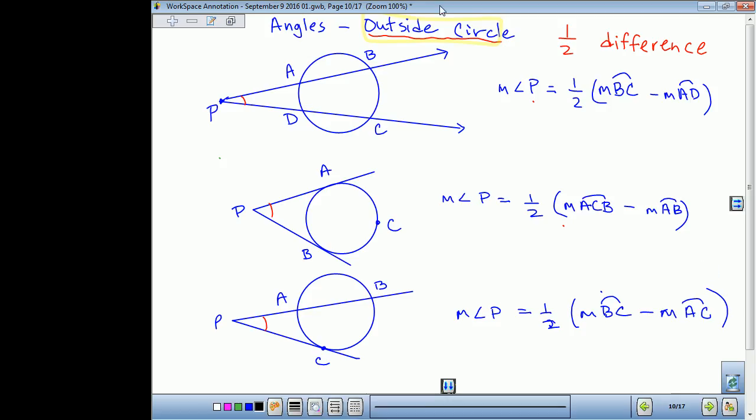Okay, our next ones we're going to look at are angles outside the circle. In this case, we have an angle outside here, angle P, that is formed by two tangents. Here we have angle P that is formed by two secants. And finally, a secant and a tangent. Now, to find the measure of this outside angle, it is half the difference of the intercepted arcs.